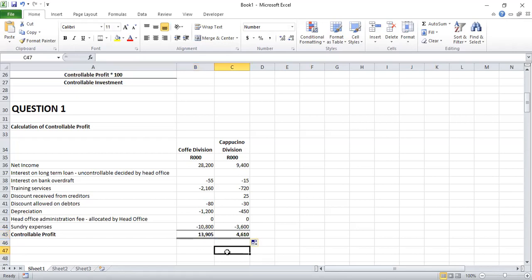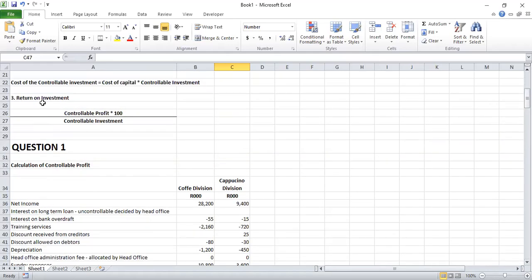So this is our controllable profit. This is how we calculate controllable profit. That means you only include all those expenses and incomes which the division's management can affect through their decision making, and you exclude all expenses and incomes which are not affected by the division's decision making. Any questions? Right, we now have our controllable profit.